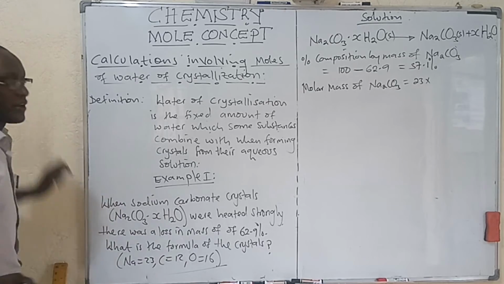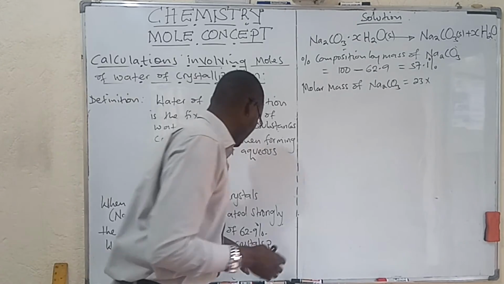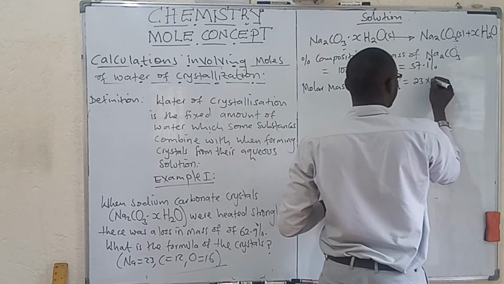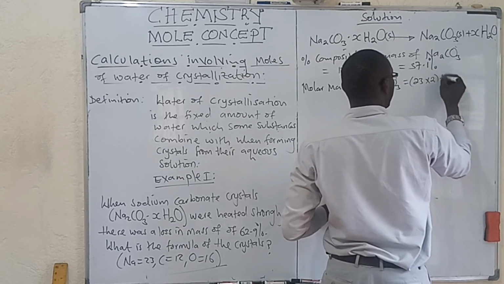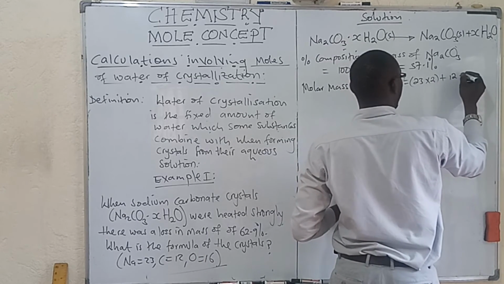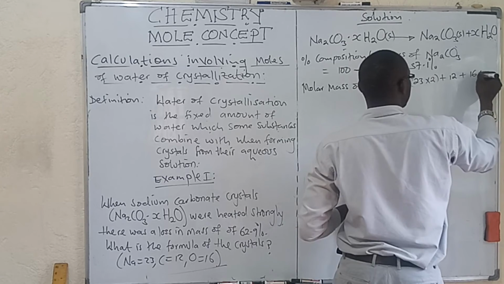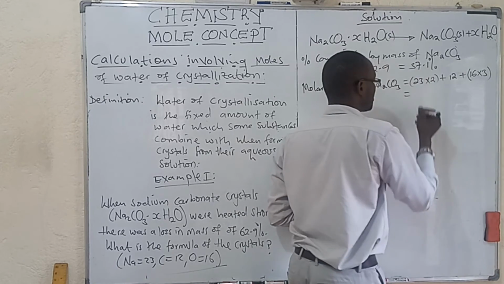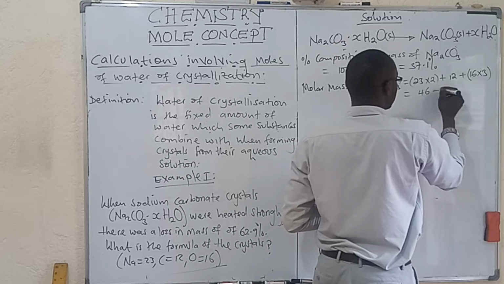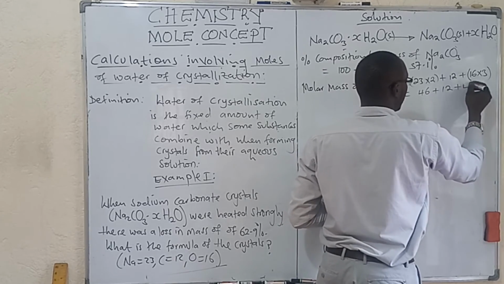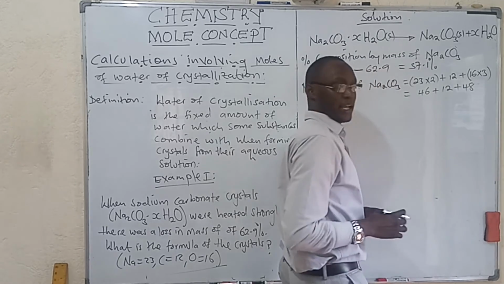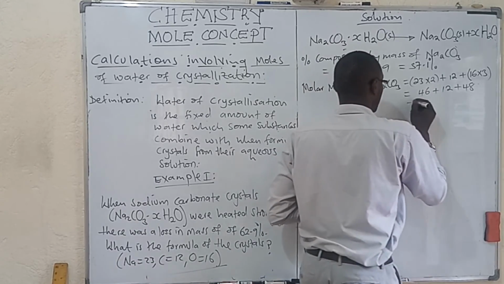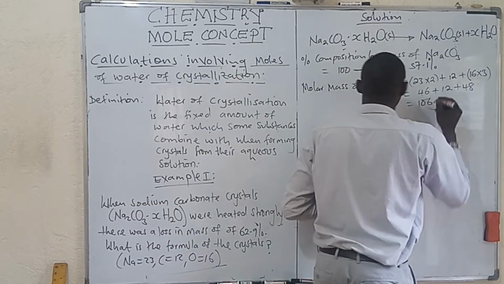This was supposed to be given by the examiner, the different relative atomic mass. So the molar mass is going to be 23 times 2, then plus 12, then plus 16 times 3. When you calculate, you get 46 plus 12 plus 48, which gives you 60 plus 46, which is 106 grams.